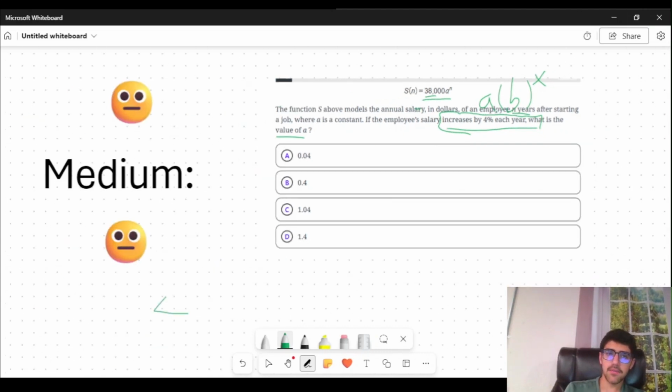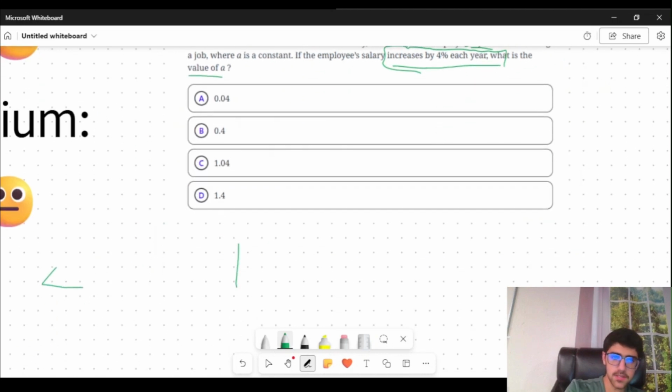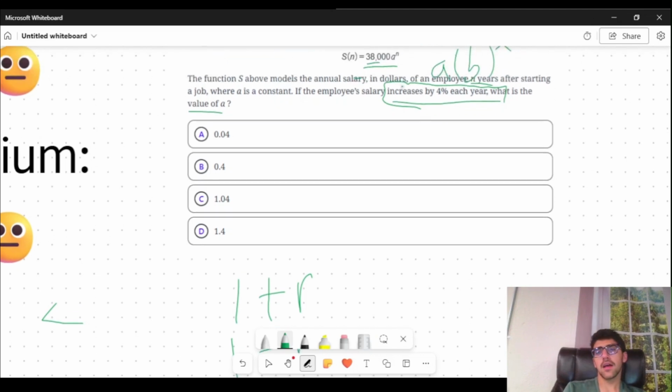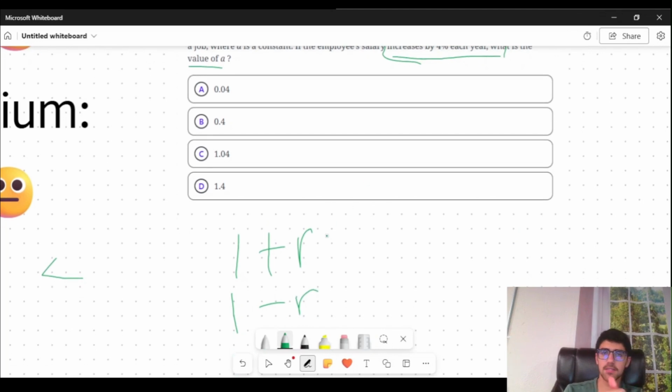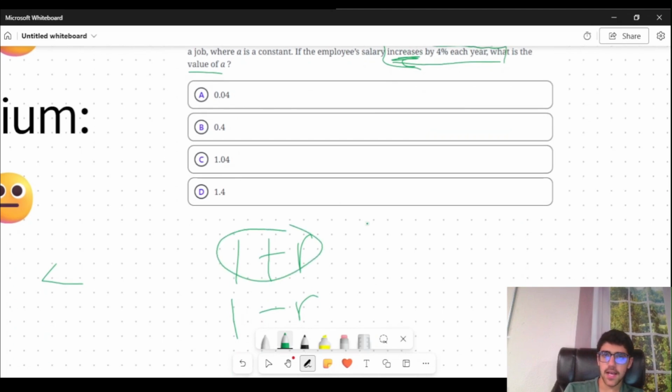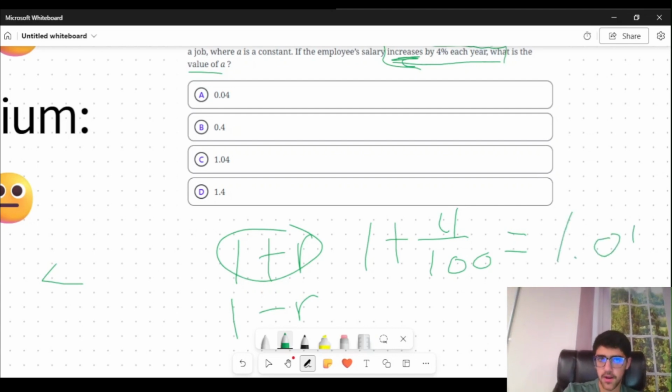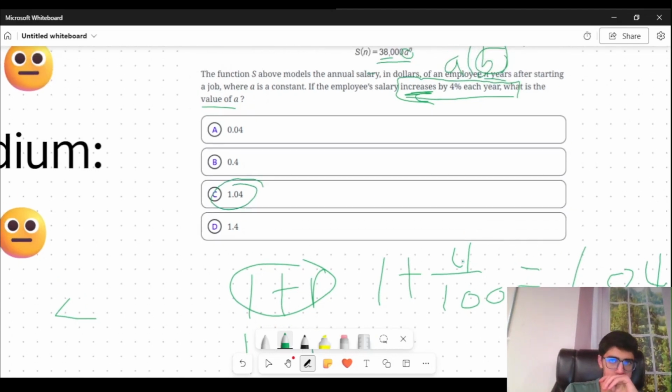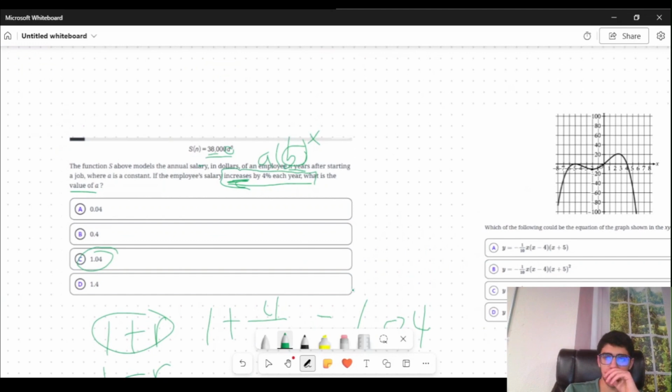So like we said in the what to know, b in our general equation is equal to 1 plus the rate or 1 minus the rate. So here it says that it increases by 4% each year, so it would be plus, so we're choosing this one. And then we want to change 4% to a decimal. So 1 plus 4 over 100. If you want, you can put this in Desmos, and that is equal to 1.04. And that is answer option C. That is it. So let us move on to the second medium question.